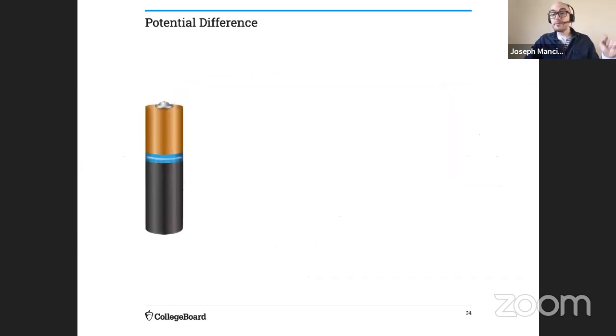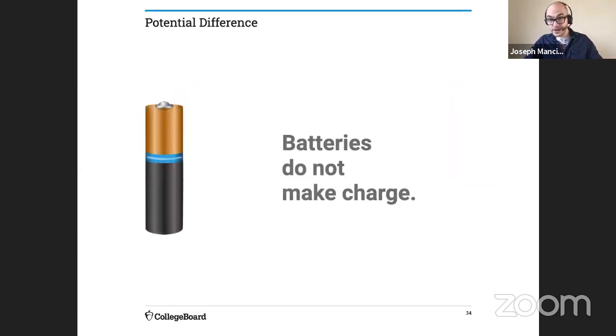But batteries do not make electrons. Batteries don't make charge. The positive end of the battery is pulling on electrons, and the negative end of the battery is pushing them out. That's what's really going on. There's an oxidation or reduction reaction happening inside the battery. If you happen to have a chemistry background, that makes a lot of sense to you. If not, there's chemistry happening. The positive end of the battery pulls electrons. The negative end of the battery pushes electrons out. But batteries don't make charge.